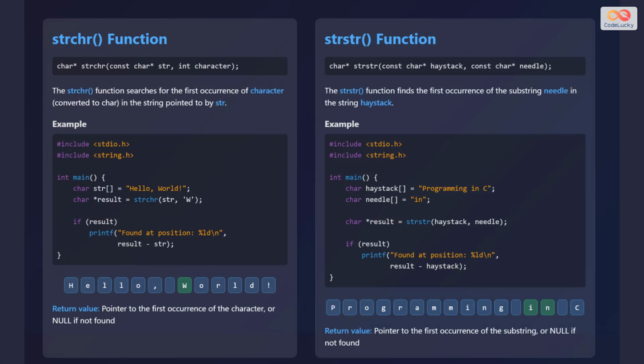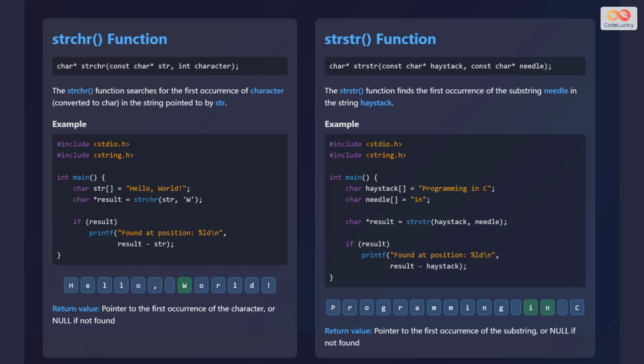Now let's explore the strchr and strstr functions. The strchr function searches for the first occurrence of character, converted to char, in the string pointed to by str. The syntax is char pointer strchr, const char pointer str, int character.